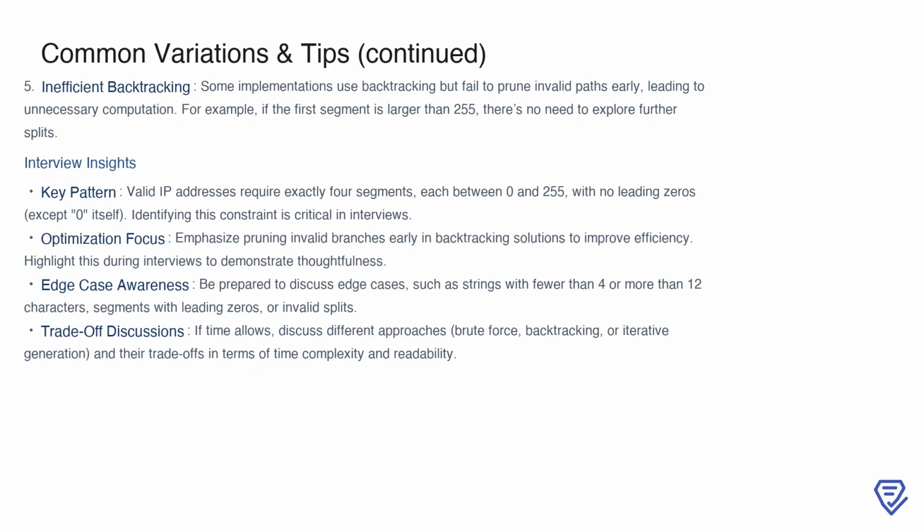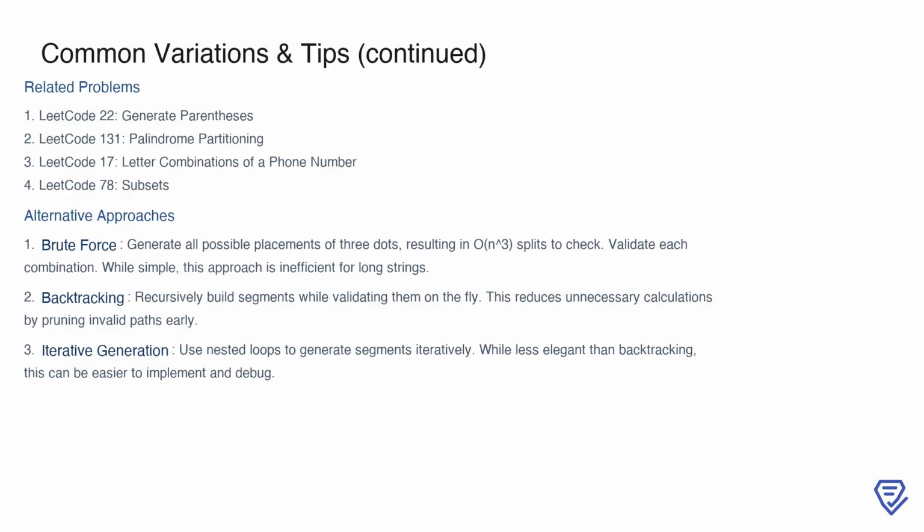Be ready to discuss edge cases, like strings that are too short, too long, or contain invalid splits, as these are often focal points in interviews. If there's time, you can also discuss trade-offs between approaches, such as brute force versus backtracking, or even iterative generation, to show your understanding of both efficiency and readability. This problem shares similarities with other LeetCode challenges that involve generating valid combinations or partitions. Examples include generate parentheses, palindrome partitioning, letter combinations of a phone number, and subsets. If you're comfortable with these, you'll notice overlapping techniques that can be helpful here.